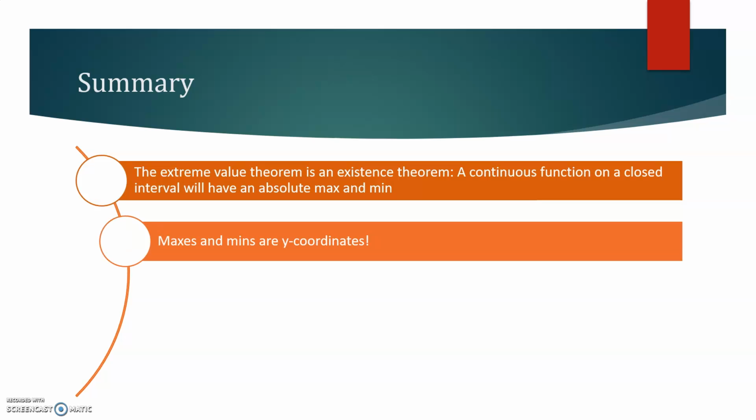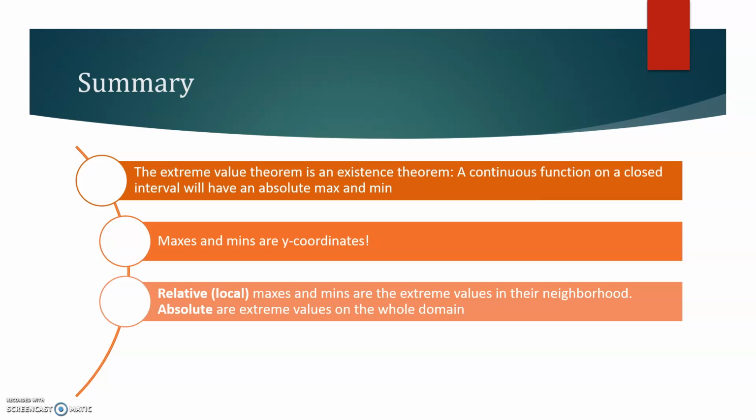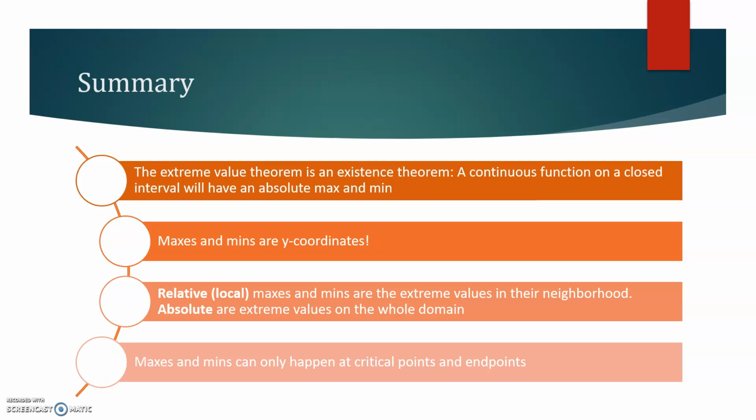Maxes and mins are y coordinates, so if you need to find a maximum value, you're looking for the value of the function, the y coordinate of the function. They occur at x coordinates, and the way we figure out where they occur is using those critical values. Relative maxes and mins are the extreme values just in their little neighborhood, and absolute are extreme values on the entire domain. Sometimes absolute are called global, so you can have a global extreme value.